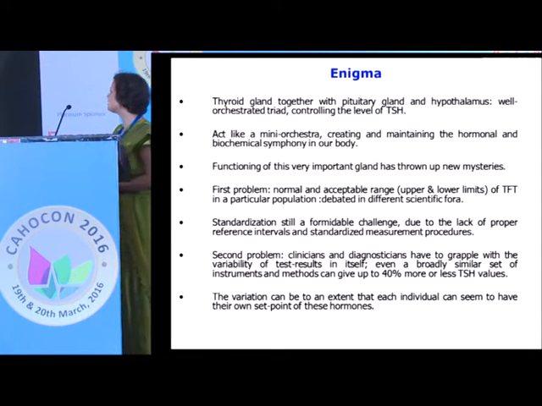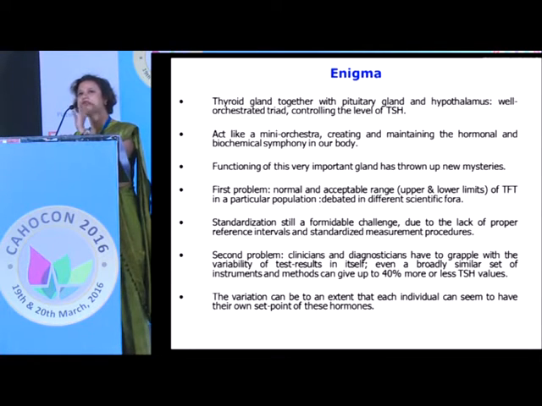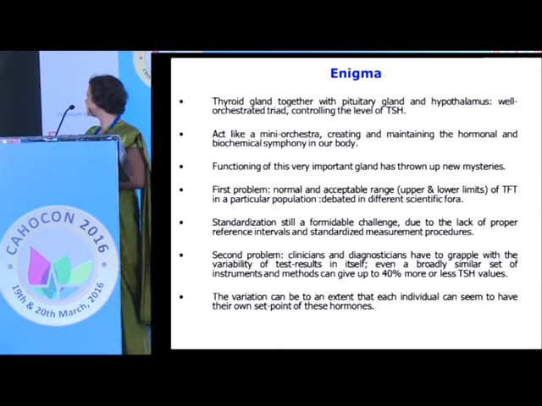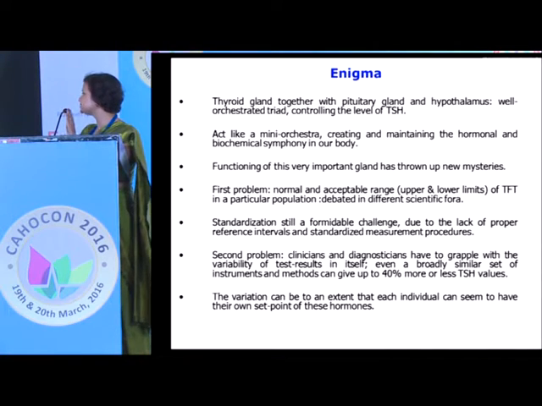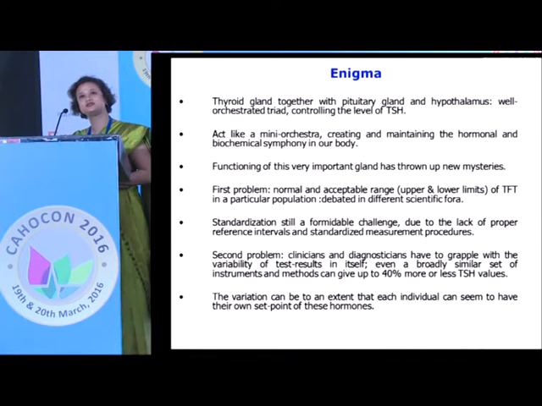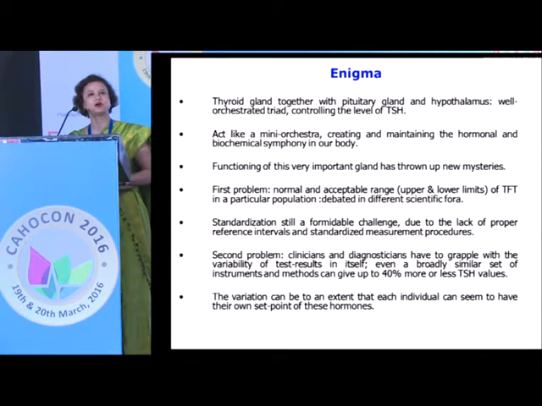The first problem is the normal or acceptable range, the upper or lower limits of thyroid function test in a particular population, debated in different scientific fora. What we are using is given for a different population, like the American or European population, and we are using that for the Indian population. What may be the Indian population upper and lower limits is completely different from what we are using according to the pack insert.